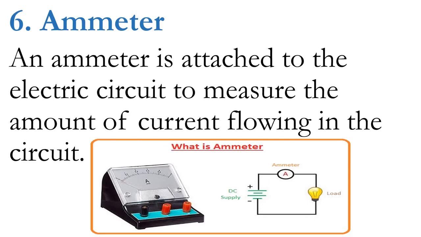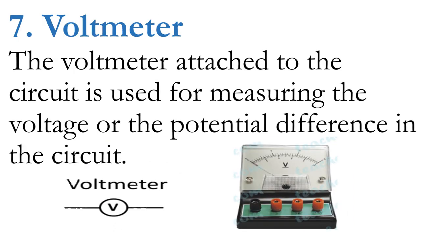The next important component of the electrical circuit is ammeter. An ammeter is attached to the electric circuit to measure the amount of current flowing in the circuit. Component 7 is voltmeter. The voltmeter attached to the circuit is used for measuring the voltage or the potential difference in the circuit. Here, the symbol for voltmeter is also shown. Inside the circle, we have written capital V.